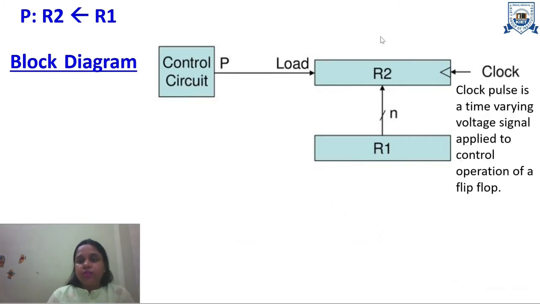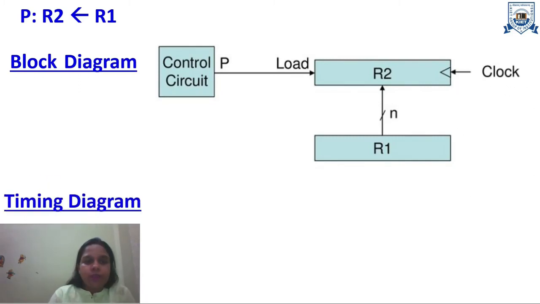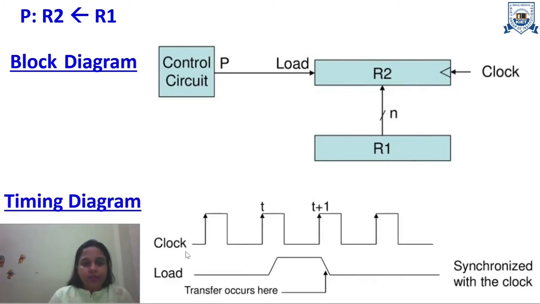So these registers are synchronized with the clock. Now we will see the timing diagram. In this timing diagram, we have the clock, in which time varying voltage signals are shown. Before some time, this load is 0. This load cannot be enabled at every time. So before the time t, it will get 1.